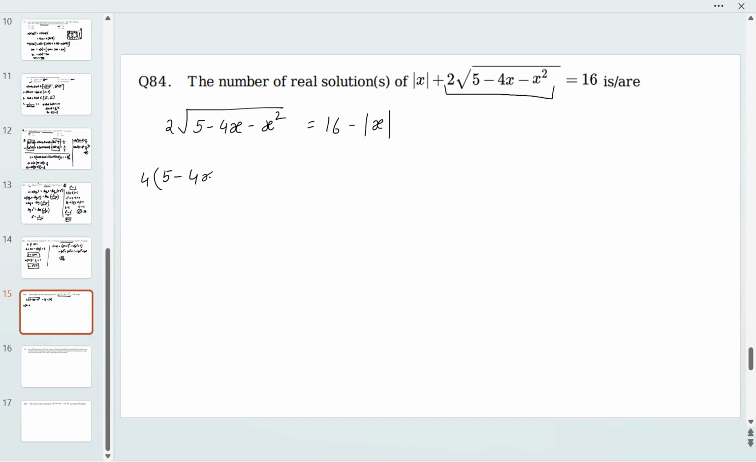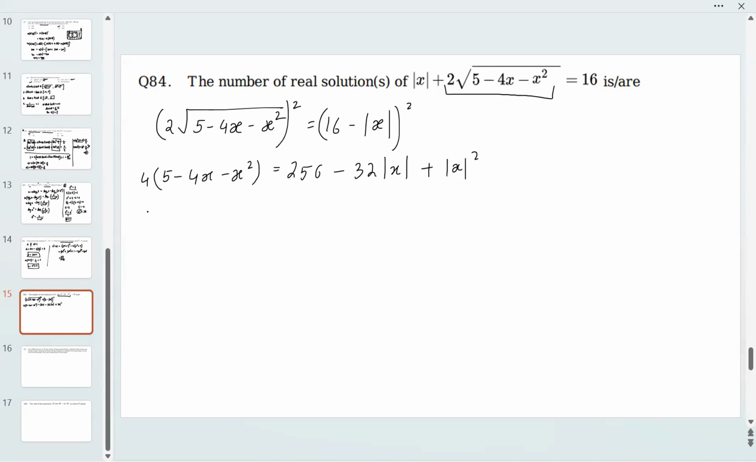My 5 minus 4x minus x square. And here we will get 16 minus mod x the whole square. So a minus b the whole square. Squaring both the sides, we'll just put the symbol. So a square, which is 16 square, is, I guess, 256. A square minus 2ab, so 32 mod x, plus b square, so mod x the whole square.